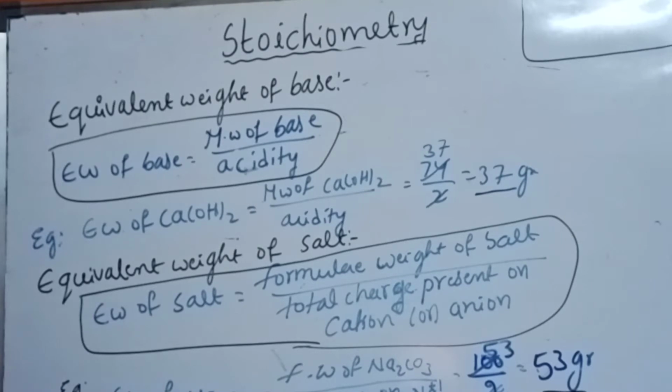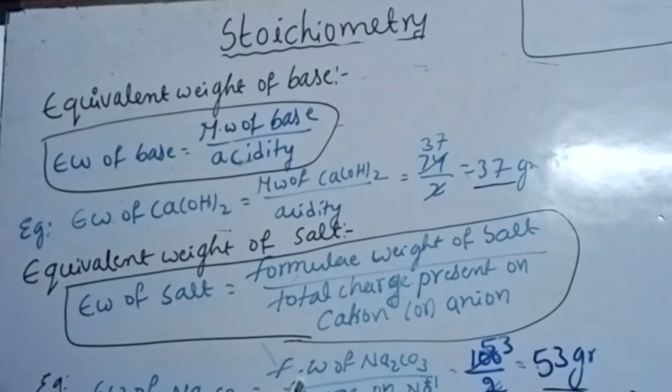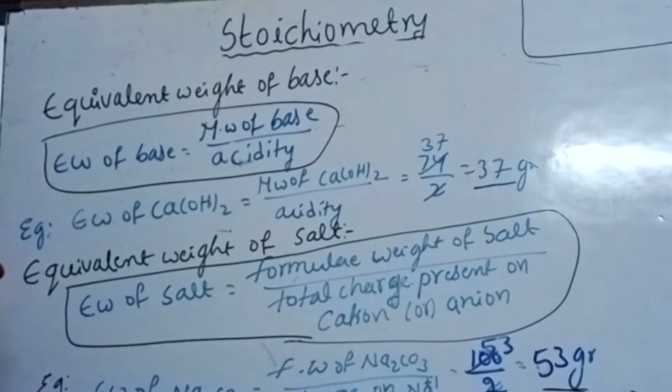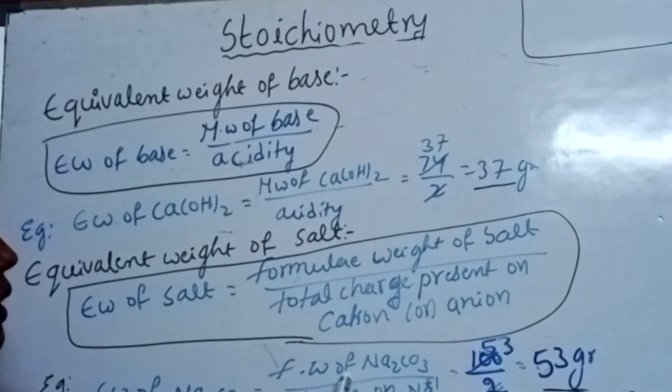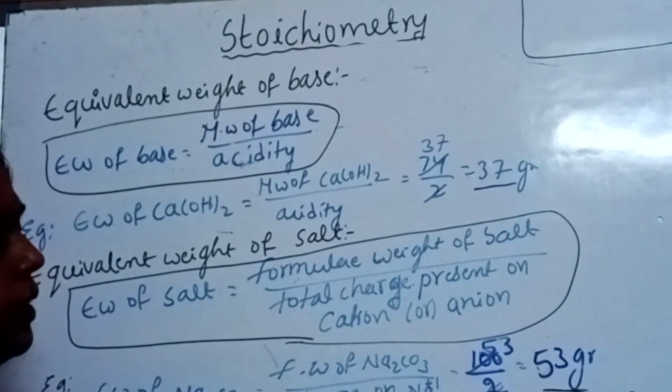For example, to calculate the equivalent weight of sodium carbonate, Na2CO3, the formula is: equivalent weight of Na2CO3 equals the formula weight of Na2CO3 by the charge on Na plus or on CO3 minus 2. Here the formula weight of Na2CO3, from its molecular formula, is 106.